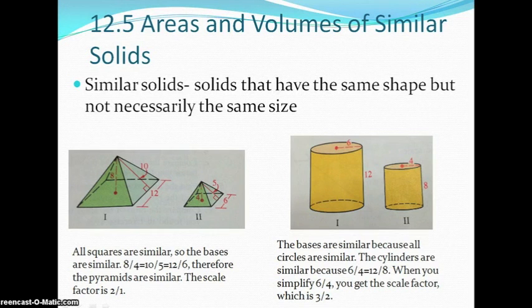The next figure shows similar cylinders. The bases are similar because all circles are similar. The cylinders are similar because 6/4 equals 12/8. When you simplify 6/4, you get the scale factor, which is 3/2.